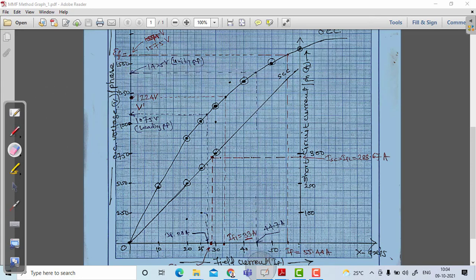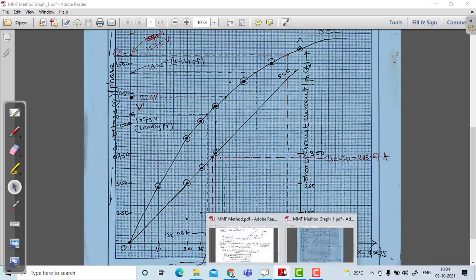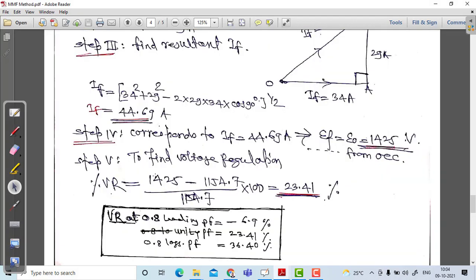So corresponding to 44.7, the no load voltage is 1425, and therefore the voltage regulation at a unity power factor is, see, 1425 minus 1154.7 divided by 1154.7 into 100. That is no load voltage minus full load voltage, or rated voltage, divided by rated voltage into 100, and the answer is 23.41%.